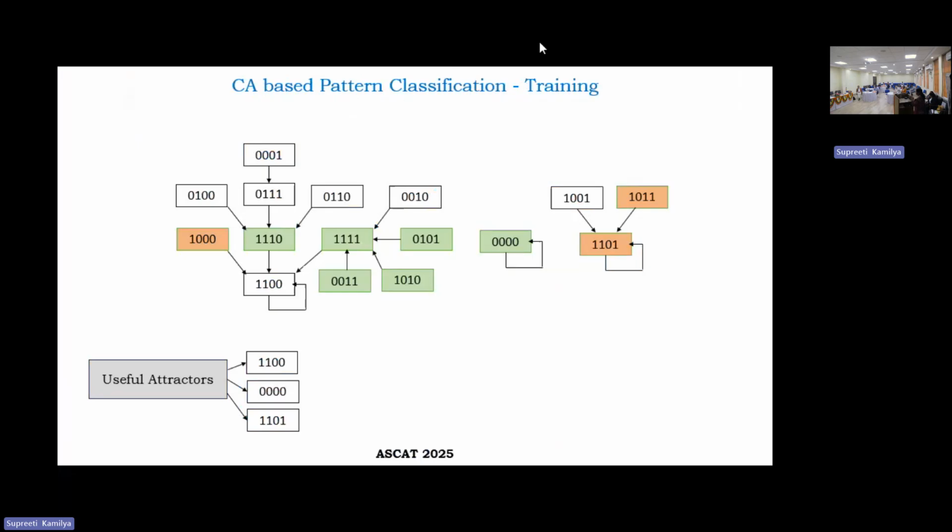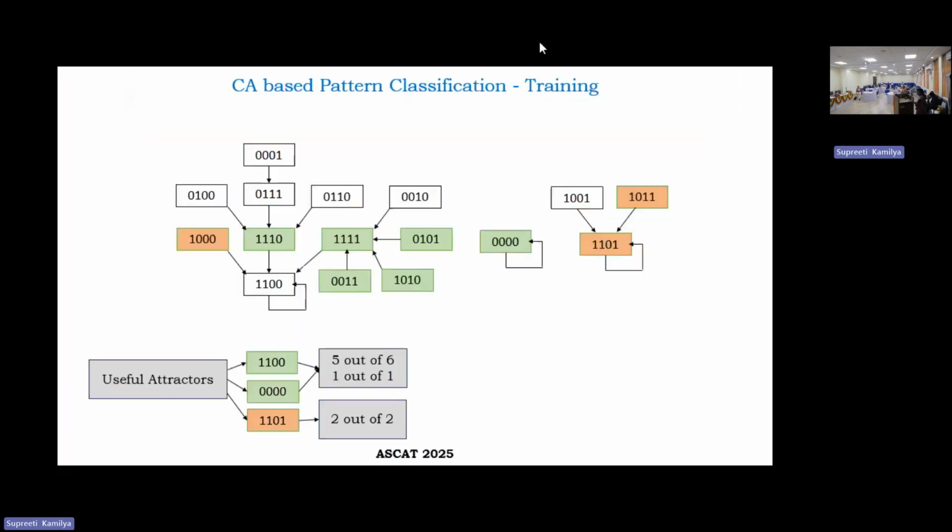Even if we consider the same CA for different data sets, we may get different types of useful attractors. Useful attractors means, in this case, we need to understand that this zero zero is useful. Why? Because some of the patterns come from class A and class B. This is also useful because it is from class A, and these attractors are also used by the patterns or objects of class A and class B.